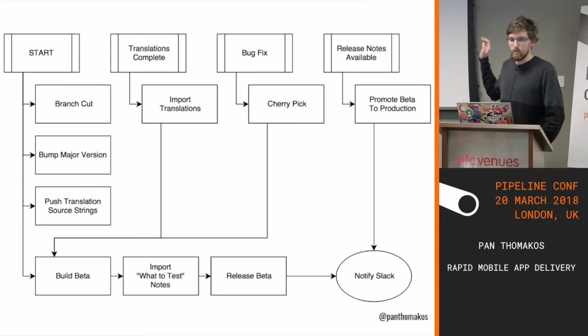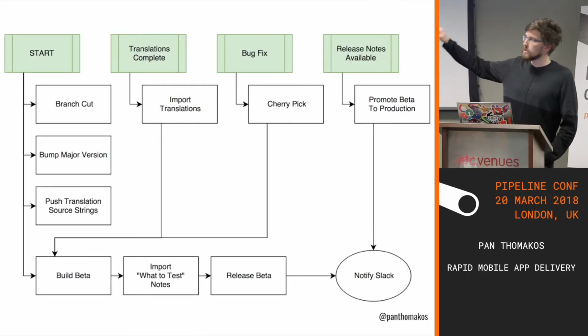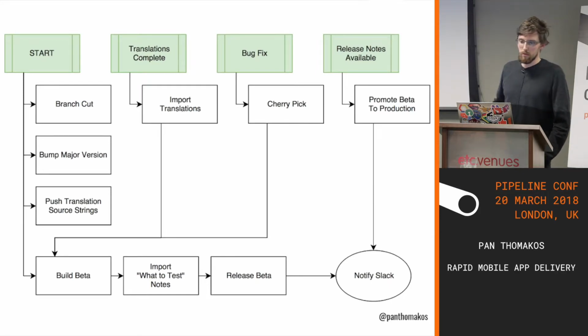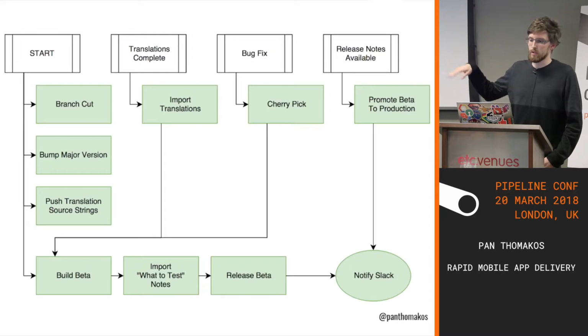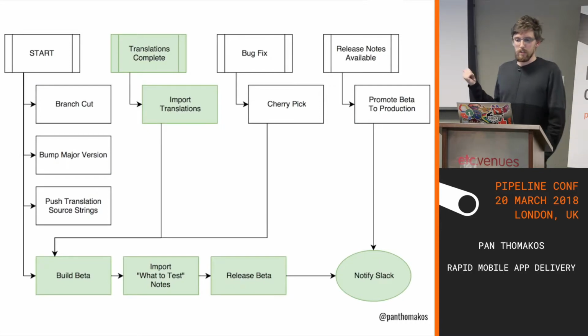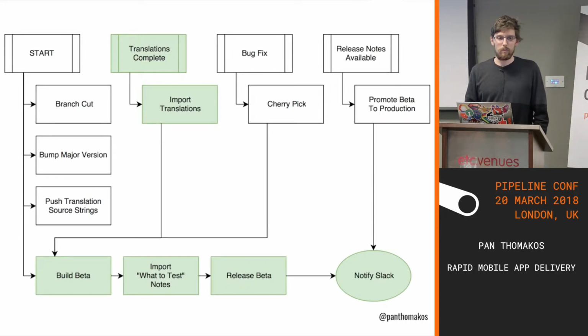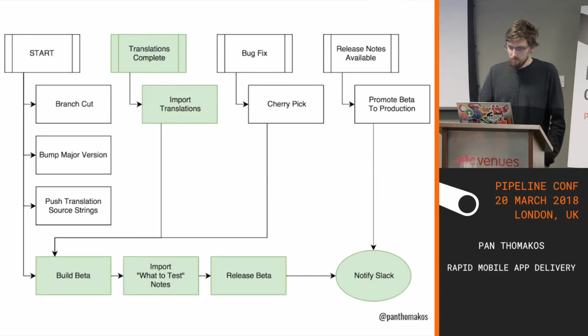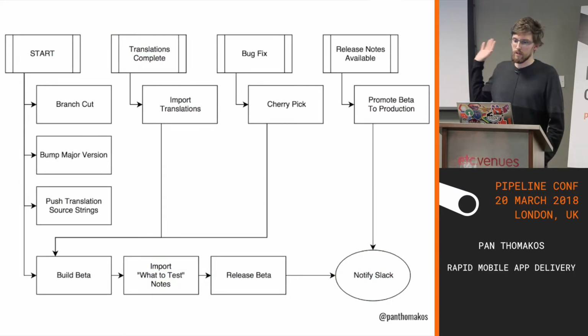So this is a bird's eye view of our release process. You don't need to digest everything here. I'll go through some of the details later. At the top level are triggers for why a new build can be released or a new beta can be kicked off. Beneath them is a flow chart of the triggered builds that run in response to those initial events. For example, when translations are complete, we import them, we build a beta, we incorporate testing instructions, we release the beta, and then we send a notification to Slack. Our goal was to replace all of these boxes with automated builds. So I'm going to dive into some of the details of that process next.